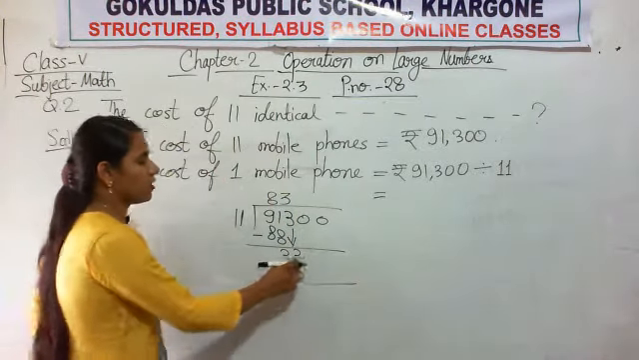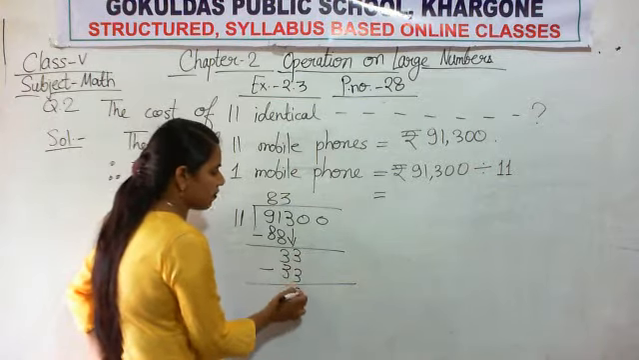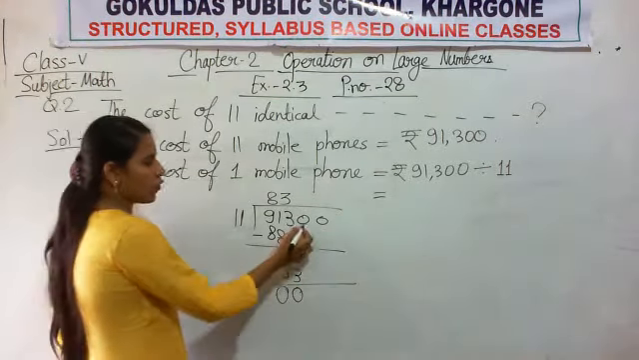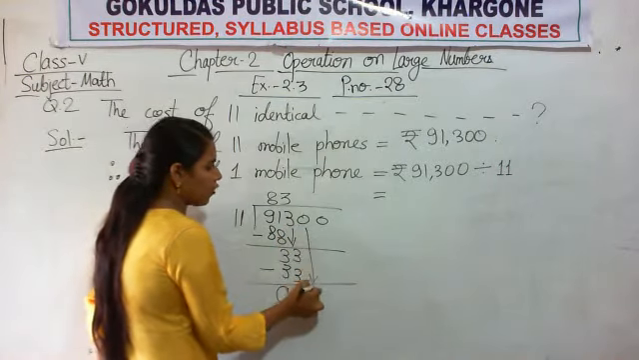Now subtract both the numbers. 3 minus 3 is remainder 0. 3 minus 3 is 0. Okay, now you see that this 0 you will bring down over here.